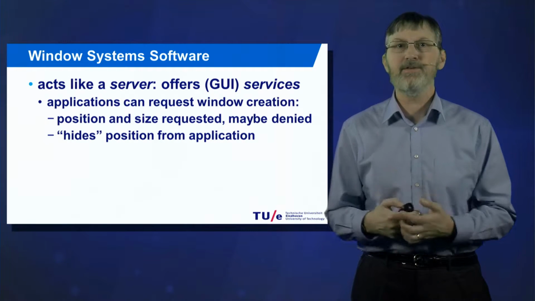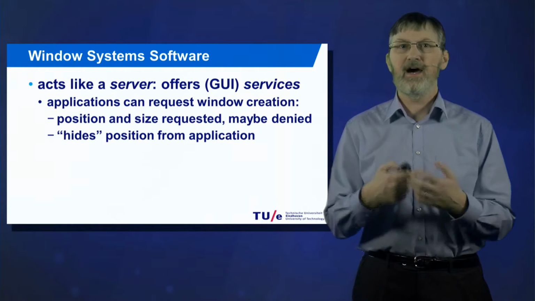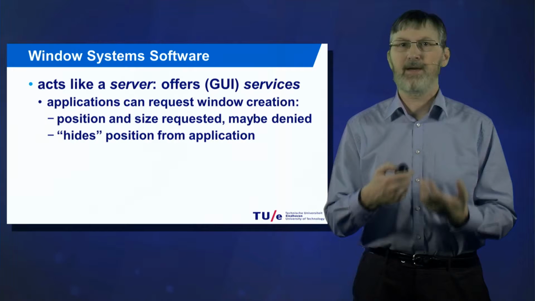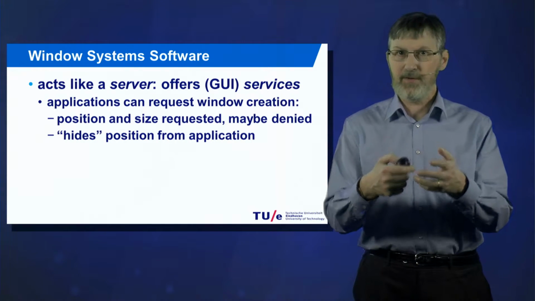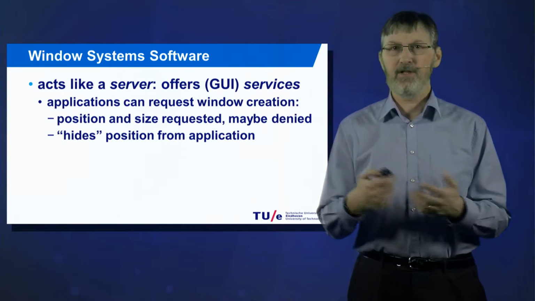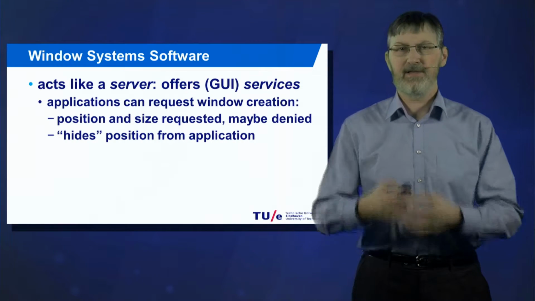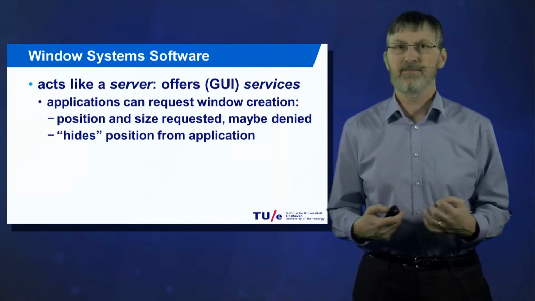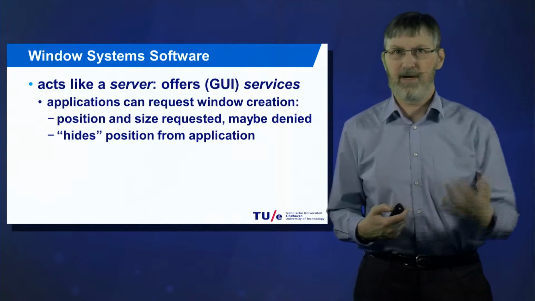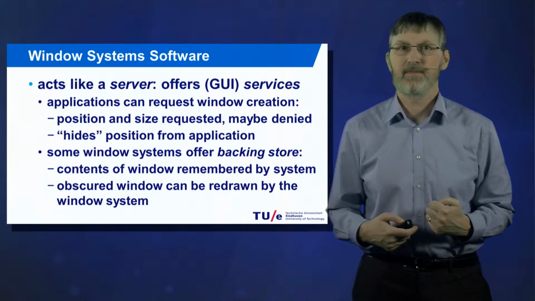The Windows system software, the server, hides the position of the windows from the application. So within an application, you can always use the window as if the top left corner has coordinate 0, 0. X is 0 and the Y, the vertical, is also 0.